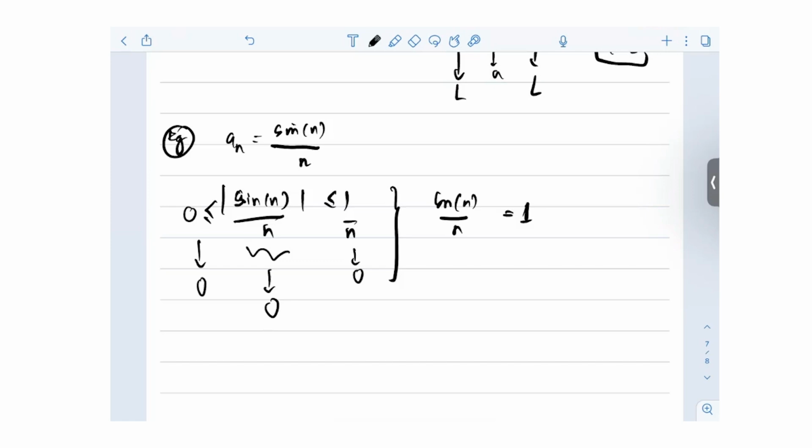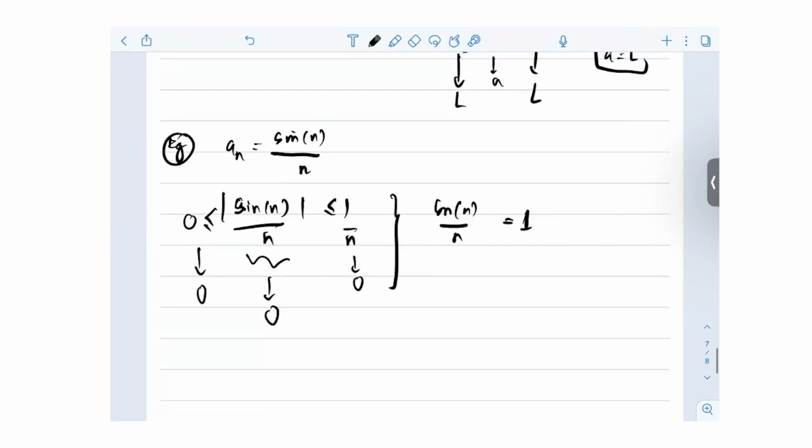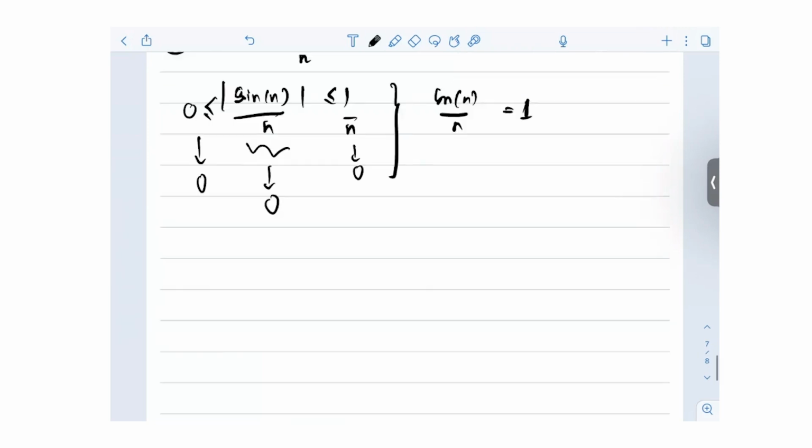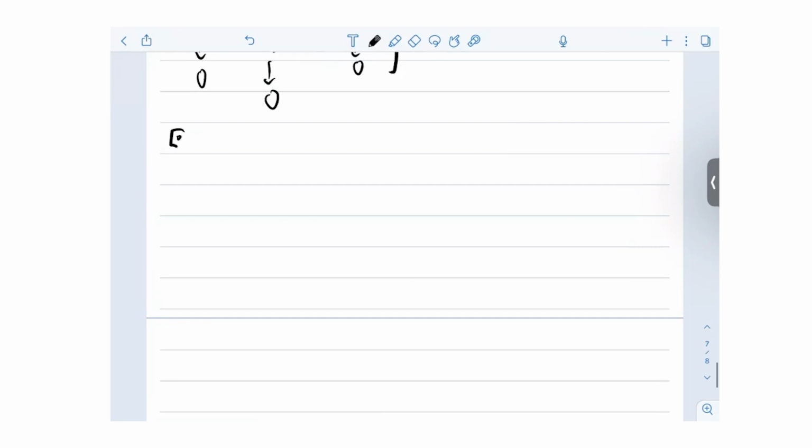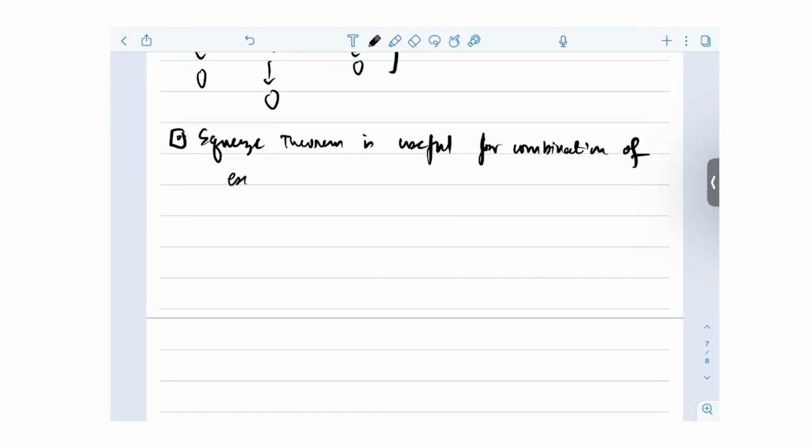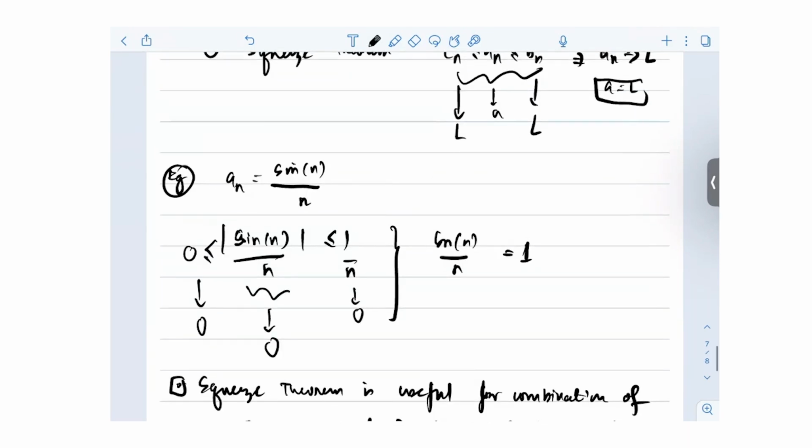Now this is useful because you cannot apply algebra of limits here, since sin n doesn't converge because of the oscillation. So the basic idea is this: the squeeze theorem is useful for a combination of non-convergent and convergent sequences, for example this. Similarly, it goes for cos n by n. So this is really helpful.